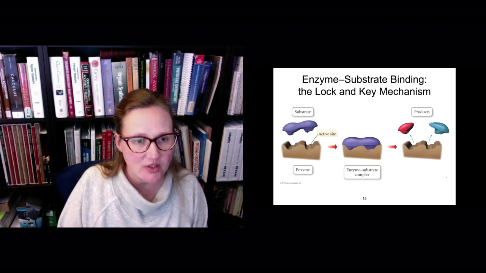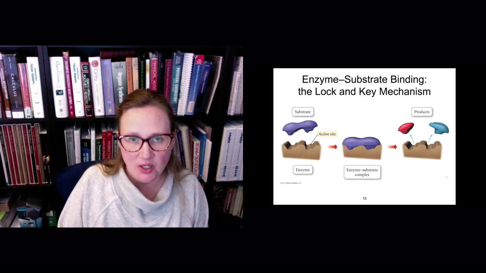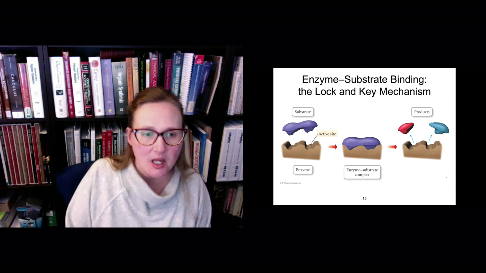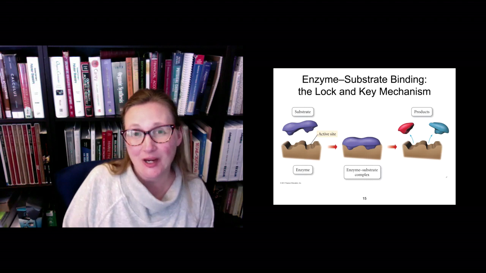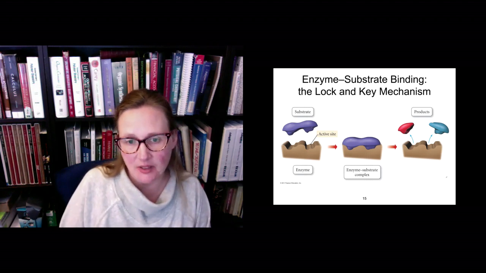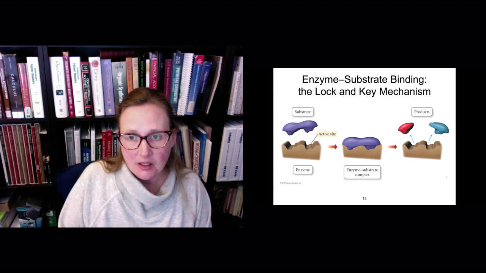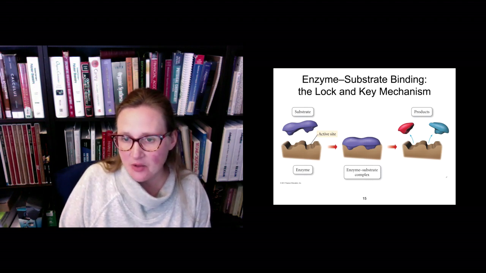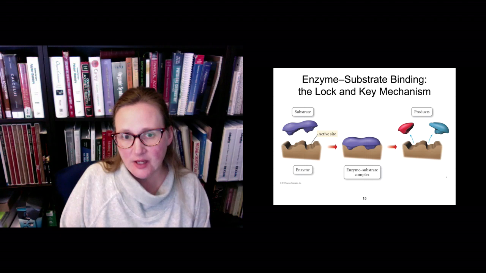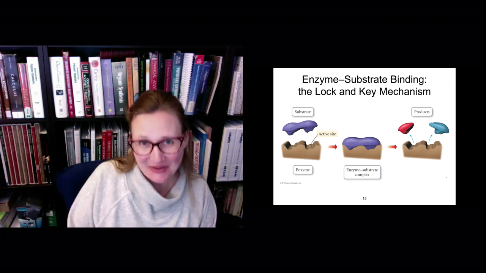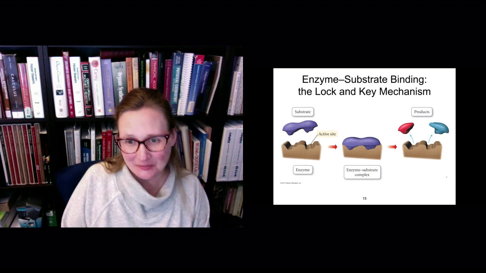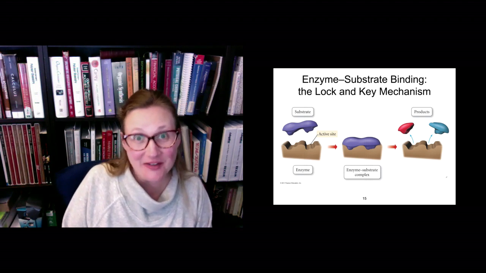All right, and so how this works is you have an enzyme and a substrate, and it can work according to this lock and key mechanism. The substrate can come into the active site and bind. The active site is going to be the right shape and have the right intermolecular interactions so that the substrate can come in and bind. And then once you have the enzyme-substrate complex, the binding of that substrate stabilizes a transition state, which then lowers the activation energy of the reaction, making the reaction faster.